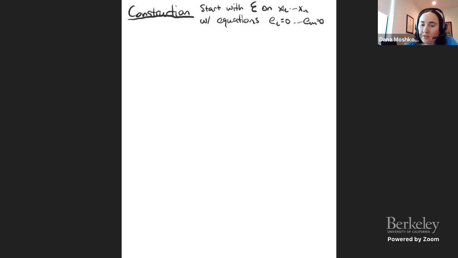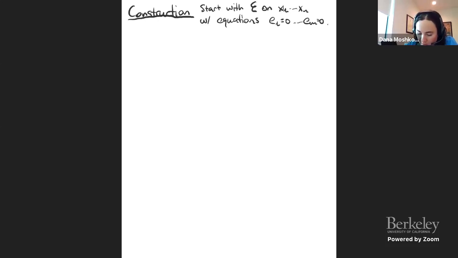Okay, so I assume that the system I started with is of linear equations. So we start with E, and I assume the variables are x1 to xn, and with equations E1 equals 0 until EM equals 0. Okay, and without loss of generality, M and N are of the same order of magnitude. And now I want to define for you E tilde.